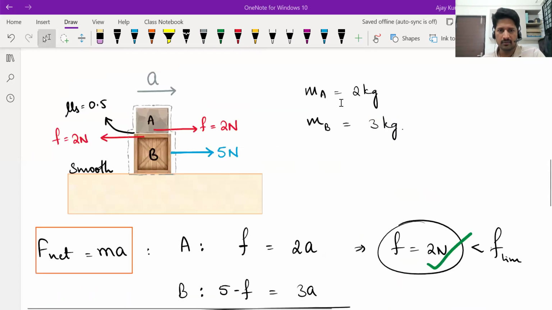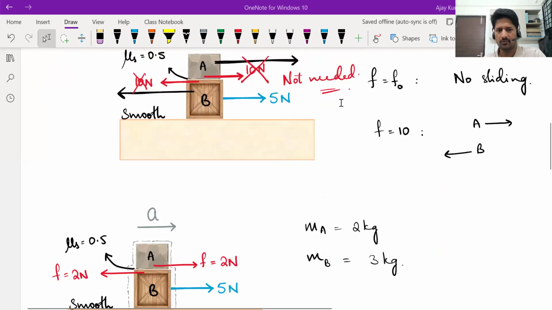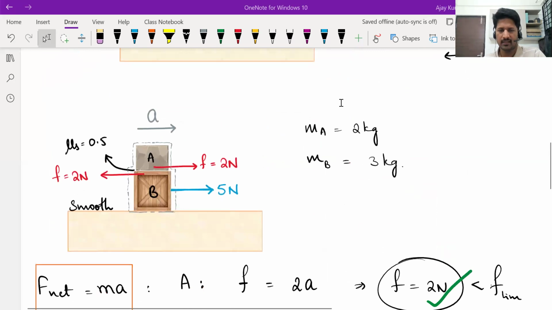Okay, so the first question was, if we pull it with 5 newtons, what happens? We found that with 5 newtons, it is possible that they slide together, and that 2 newtons of friction is sufficient. Even though the limiting friction is 10 newtons, 2 newtons is sufficient, and that much only will act.